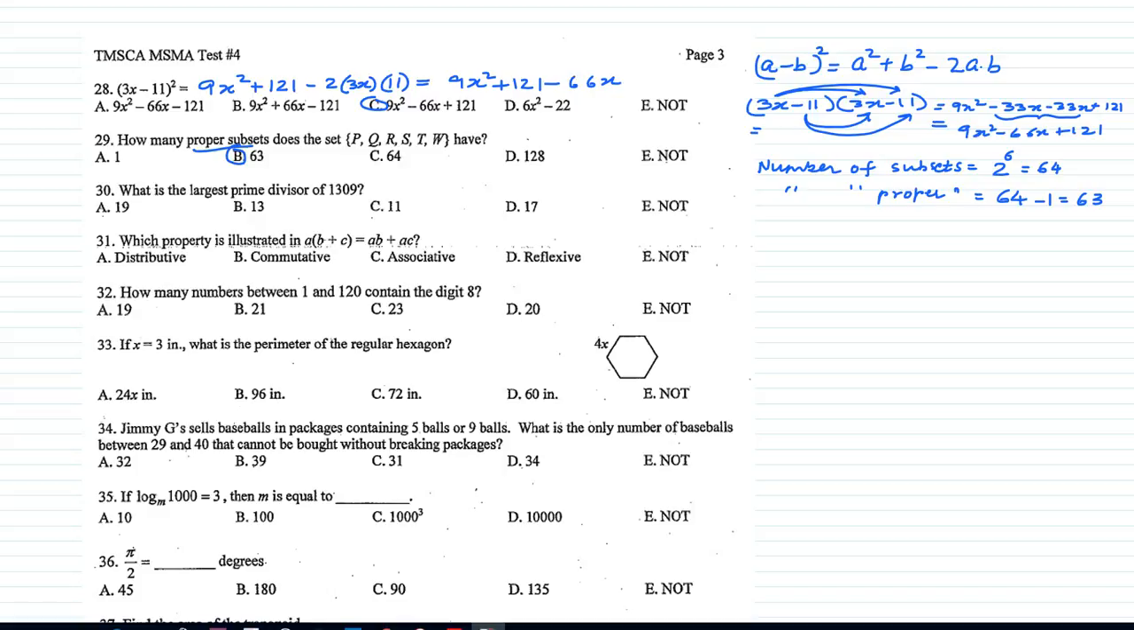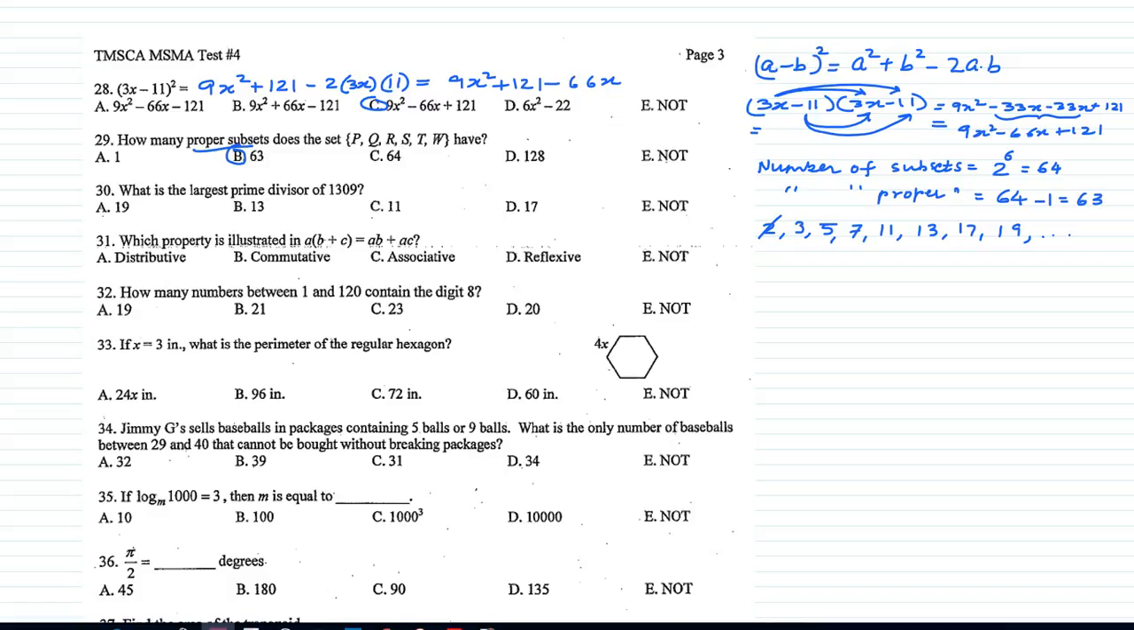Question 30. What is the largest prime divisor of 1309? So if you think about prime numbers, we have 2, 3, 5, 7, 11, 13, 17, 19, and so on. So the question is, what is the largest prime divisor of 1309? So let's see what are the divisors of 1309. So clearly 2 is not a divisor because 1309 is not an even number.